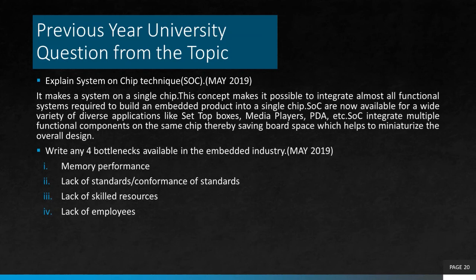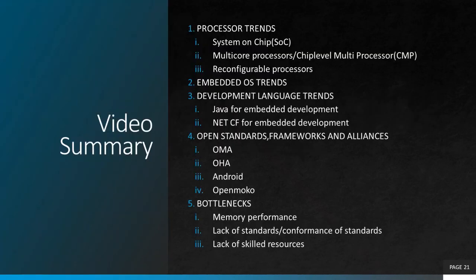Next question is, write any four bottlenecks available in embedded industry, May 2019. Memory performance, lack of standards or conference of standards, lack of skilled resources, lack of employees.